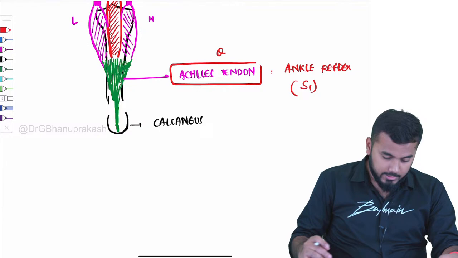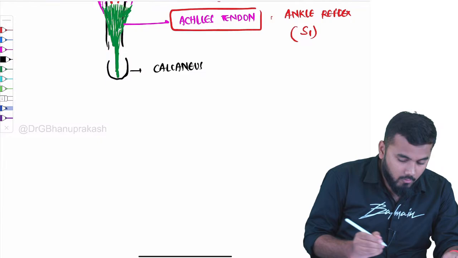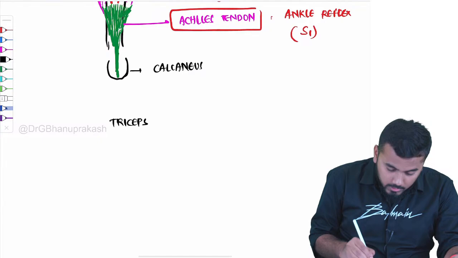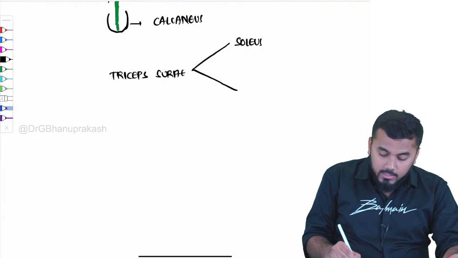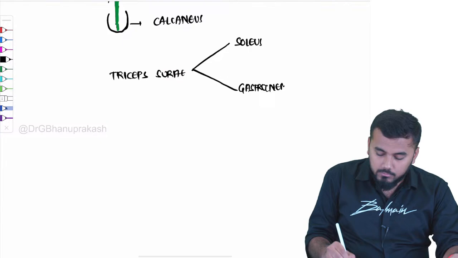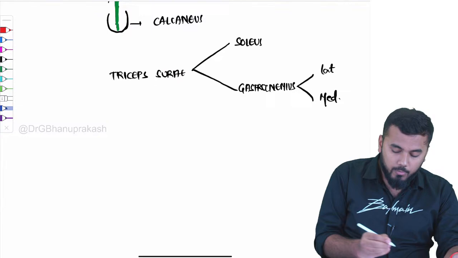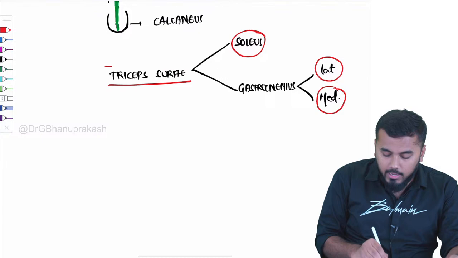Now look here. Another important thing is that someone has already asked me what is called triceps surae. Now this triceps surae actually consists of two muscles. One is called the soleus muscle. Another one is called the gastrocnemius muscle. Within the gastrocnemius, you have got lateral head, you have got medial head. So completely how many? You have got one, you have got two, you have got three. All these three together are called as triceps surae.